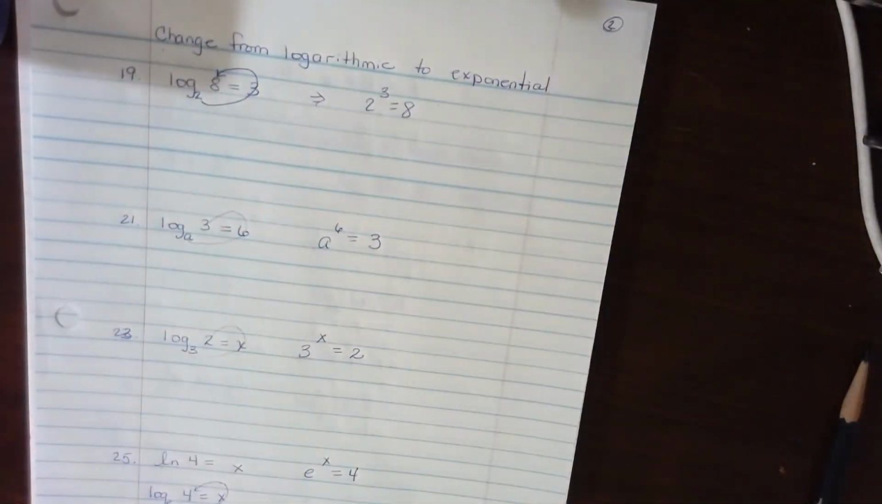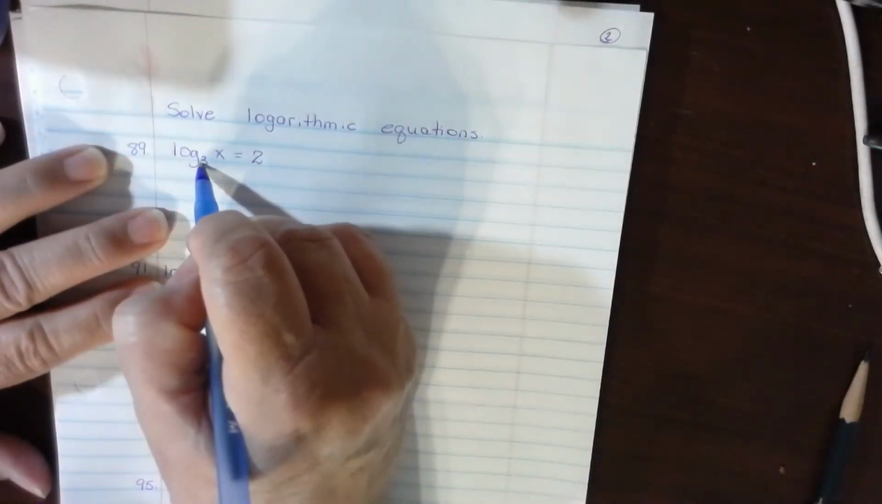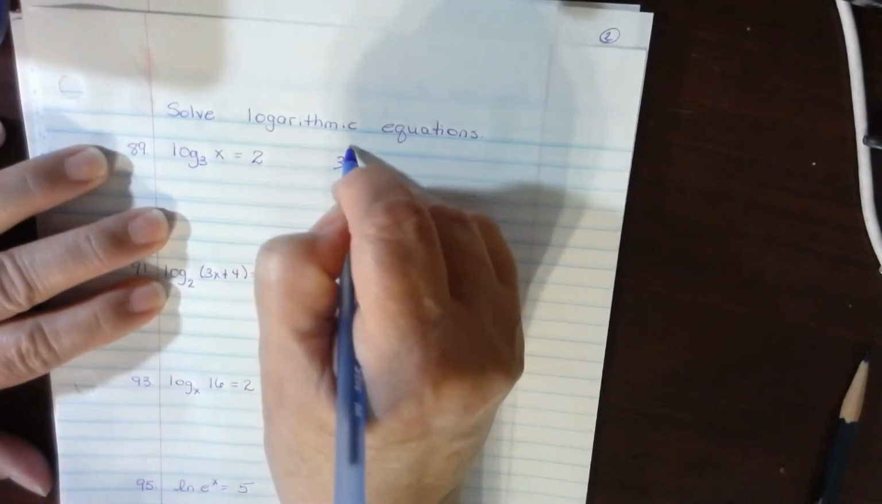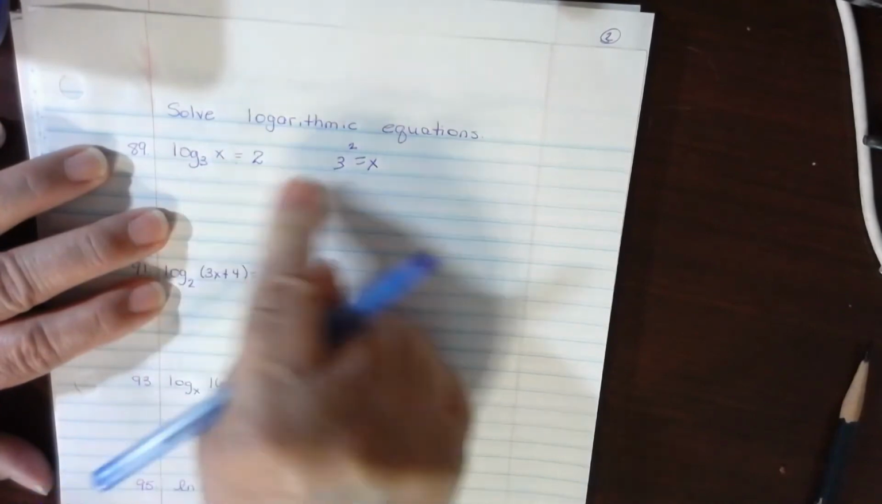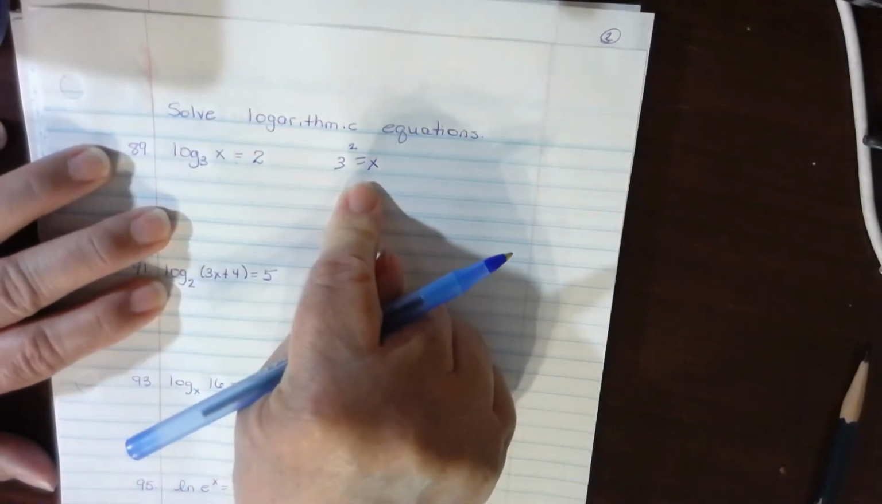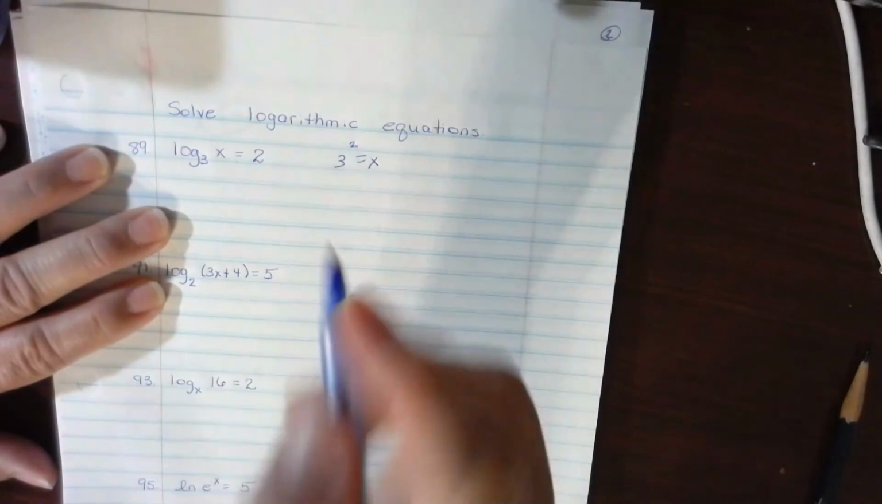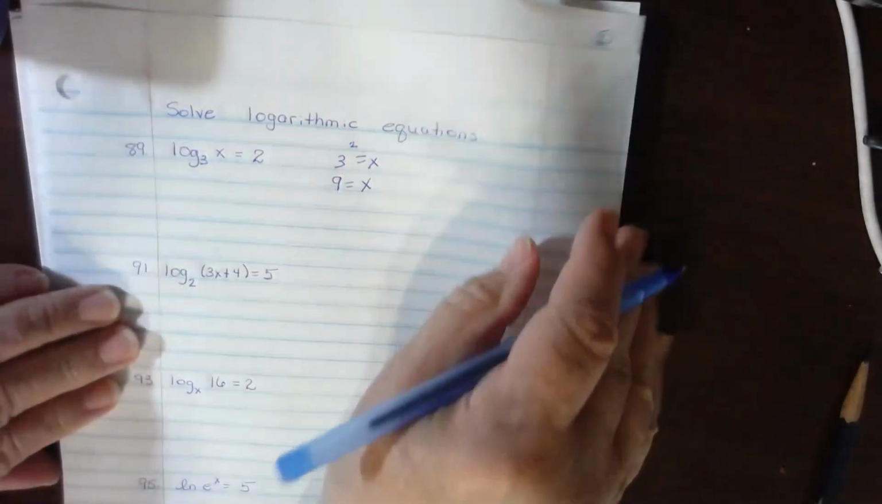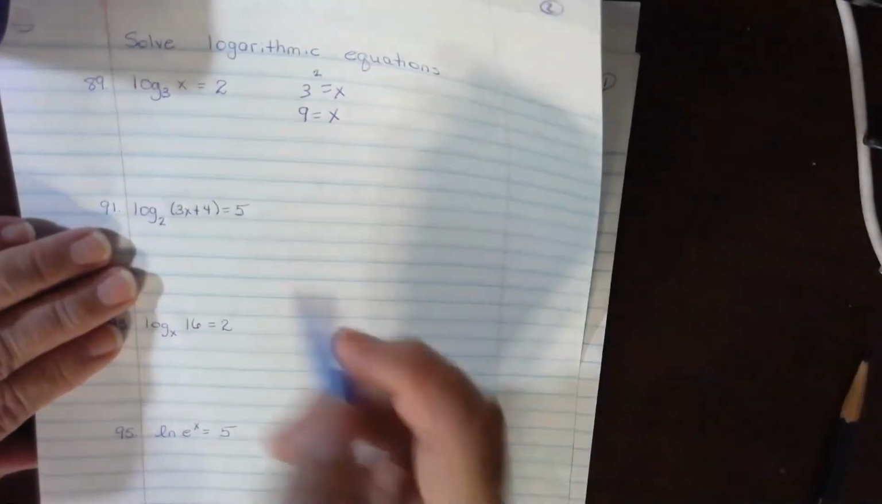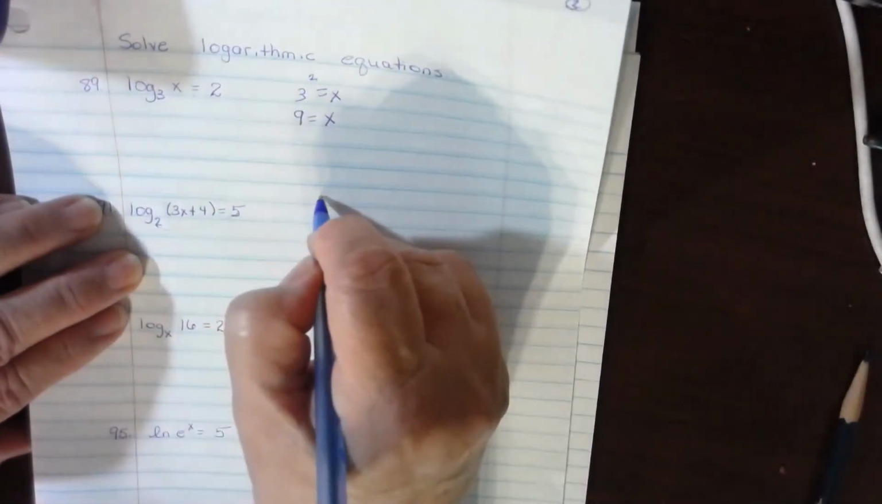Now we're going to look at solving some log equations that are basically the same kind of thing. They just have a little bit more complication to them. So we're going to do 3 to the 2 equals x. I'm doing the same thing. I'm changing it from log form to exponent form. Well, what is 3 squared? That's 9. So I'm through. I've solved for x.